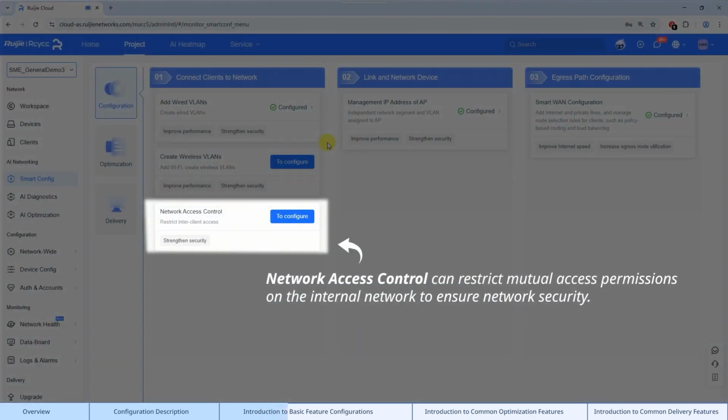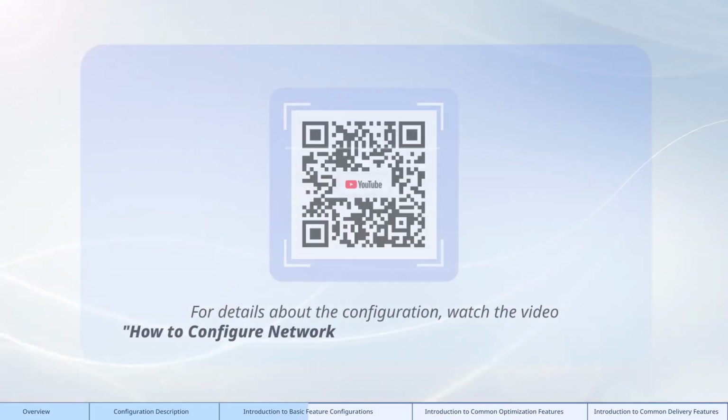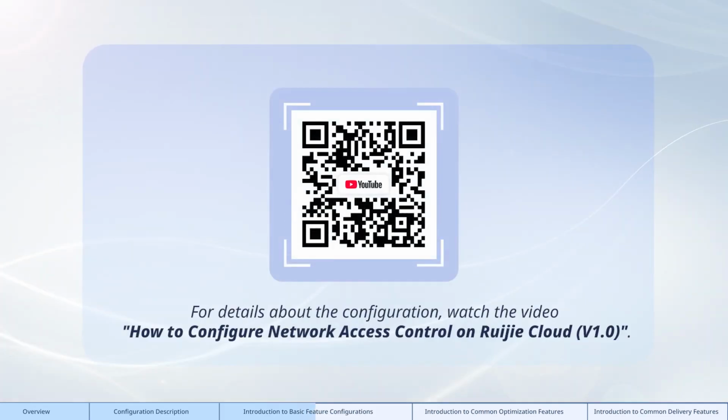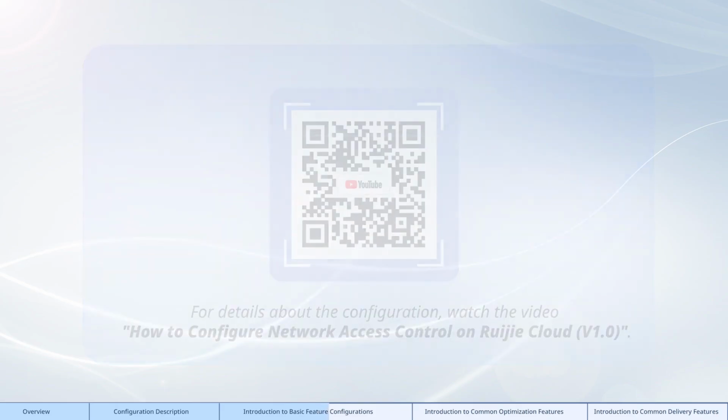Network access control can restrict mutual access permissions on the internal network to ensure network security. For details about the configuration, watch the video "How to configure network access control on Ruijie Cloud".